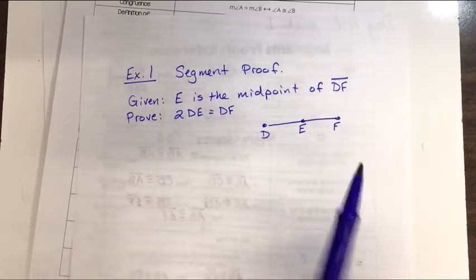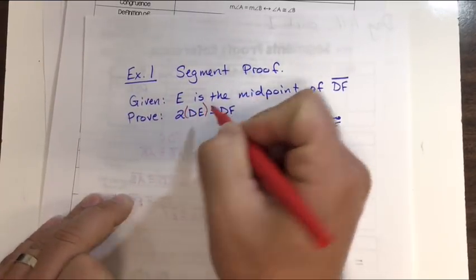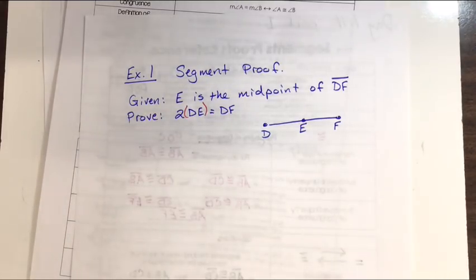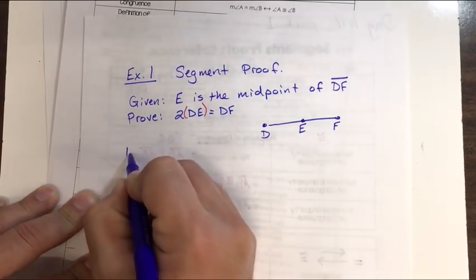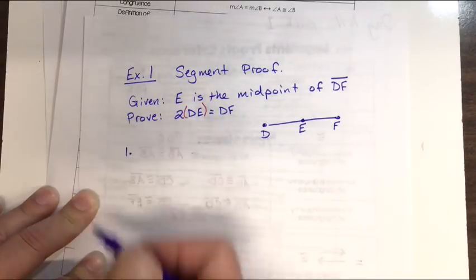This is the length of DE. In fact, I could put parentheses around it if it makes it easier to understand. 2 times the length of DE has to equal the total length of DF. And so this is what we're going to do. We're going to start with our first statement. I don't even have to make the columns if I don't want to. I can just make a list.